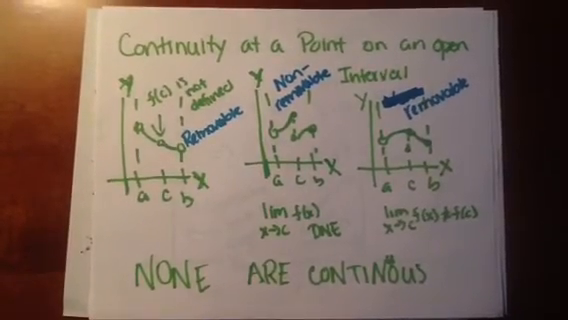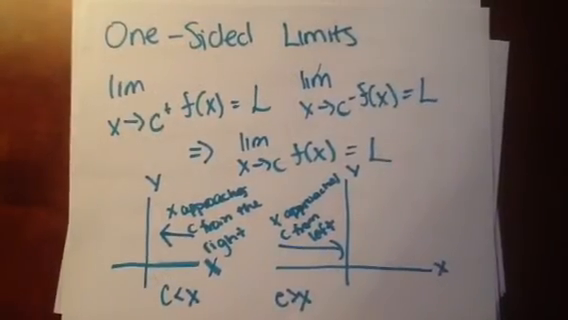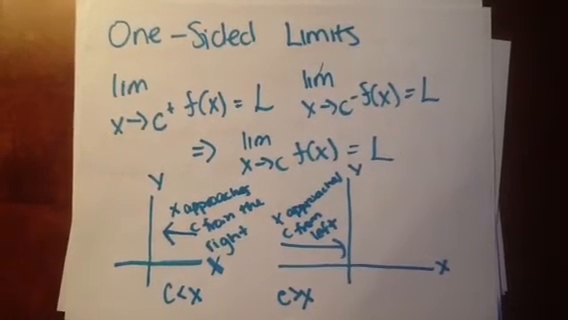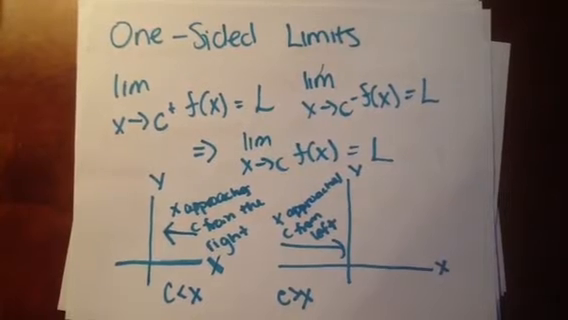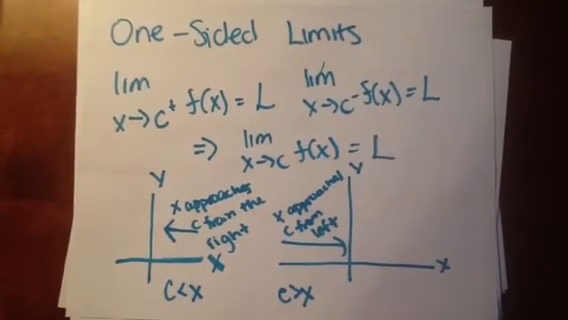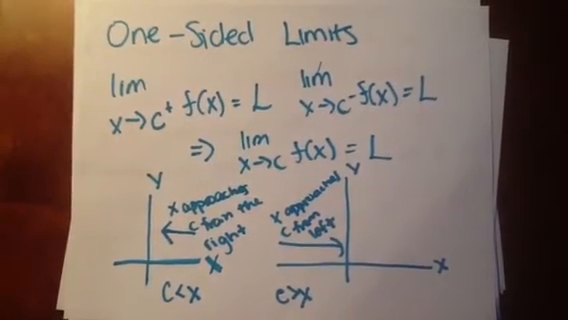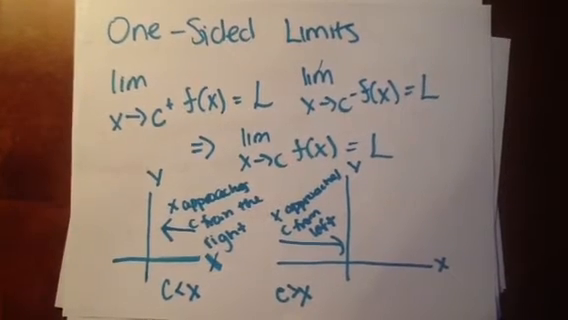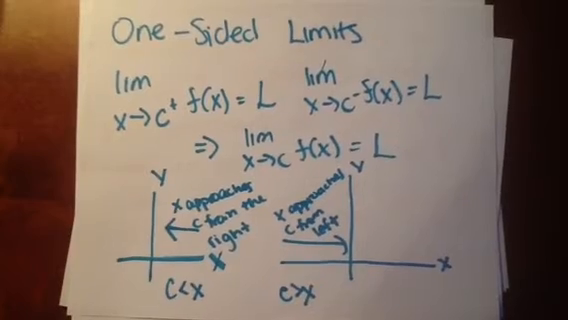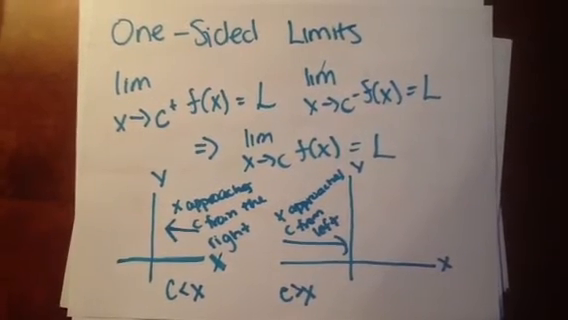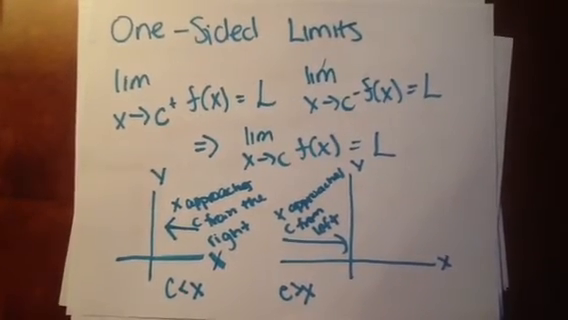One-sided limits, for example the limit from the right, means that x approaches c from values greater than c, and this is denoted as the limit as x approaches c plus. Similarly, the limit from the left means that x approaches c from values less than c, and this is denoted as the limit as x approaches c minus.